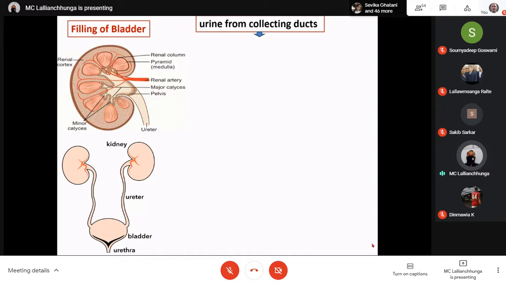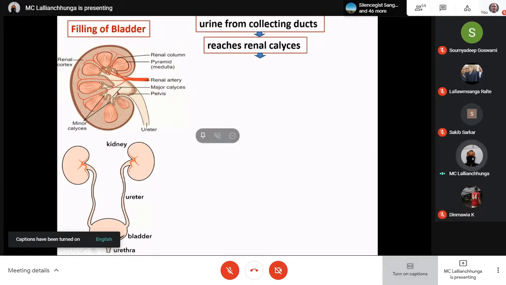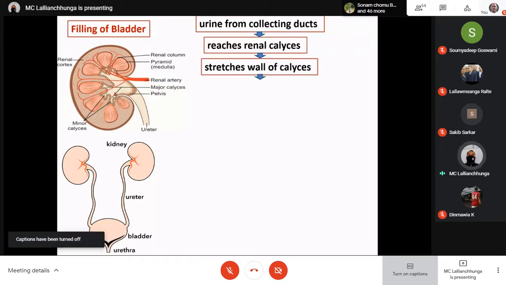So we all know that urine is collecting from the collecting ducts. Okay, from the collecting ducts, you know that it will flow into the renal calyces. Here we can see first the minor calyces, okay, and then the major calyces. Okay, from the major calyces itself, this filling of the calyces is stretching the wall of the calyces. That means when fluid is flowing through these calyces, ultimately there will be some effects on the wall of the calyces. That means it will stretch the wall of the calyces.